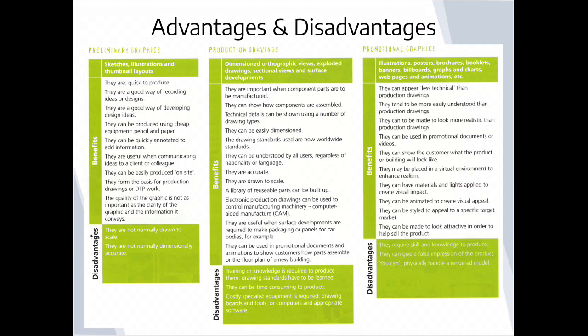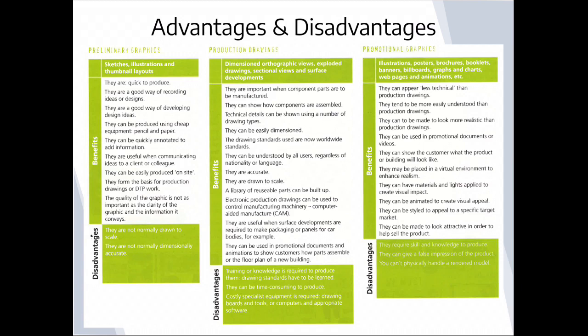In terms of production drawings, dimensioned orthographic views, exploded drawings, sectional views, etc., they're very important when you're communicating something about a product, one that has multiple components, in order to show the technical details or how they're assembled. It also shows the dimensions that they include. The main benefit is that they're accurate and always drawn to scale. In some instances, you might use a library of reusable parts that you can build up to speed this process, but it does tend to take longer because you're refining the process.